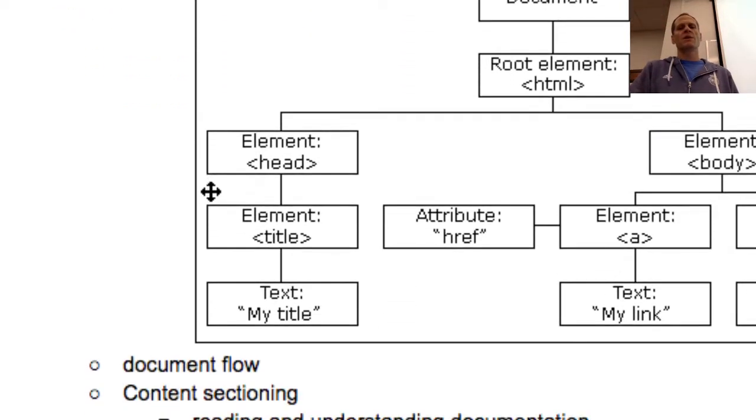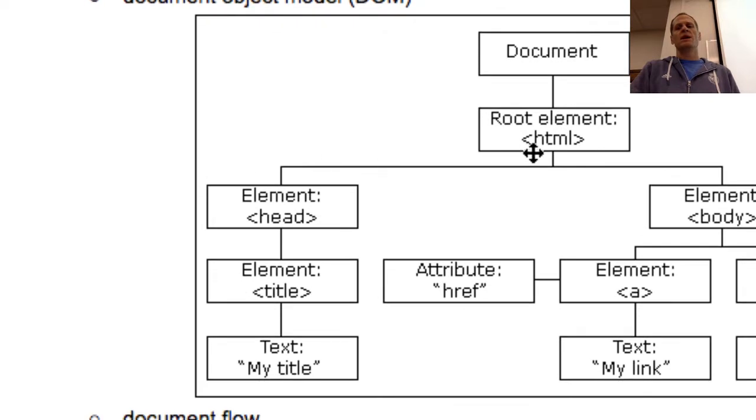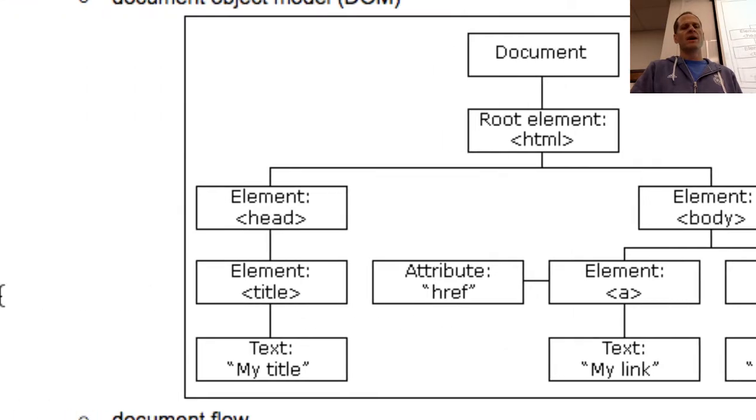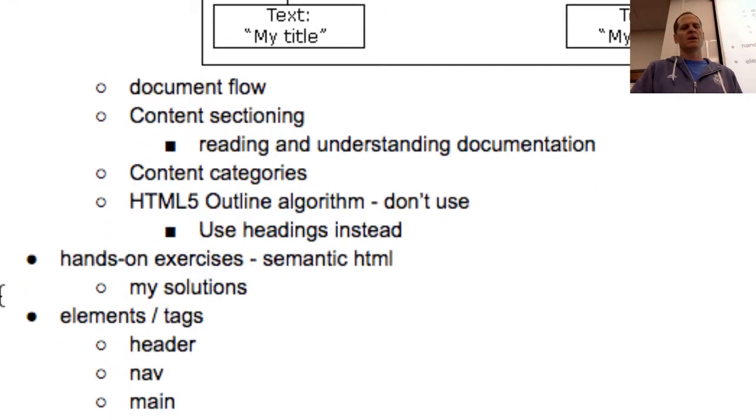And then we've already learned about the document object model. That is the best way to understand that. It's the model of the objects on the document. And so you have your document, and you have your root element, HTML, and these have this model of objects on the document. That's your DOM, document object model. Document flow, you'll hear about that.